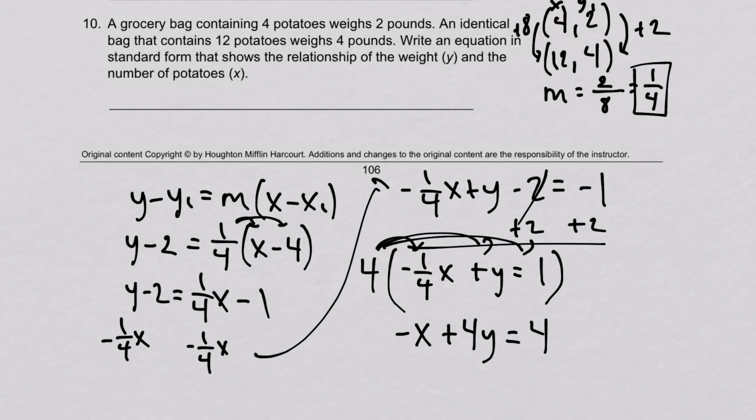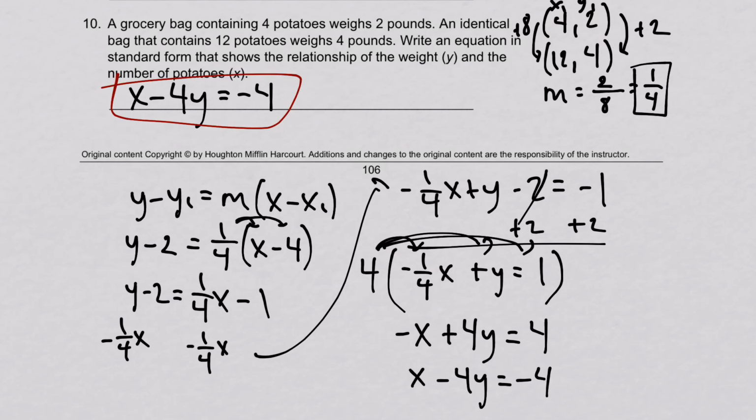Of course, you can write it as the opposite. So x minus 4y equals negative 4, and both would be correct. I prefer the second one, so I'm going to write that one as my answer. x minus 4y equals negative 4. But this one right here is also correct, right? They're both correct.